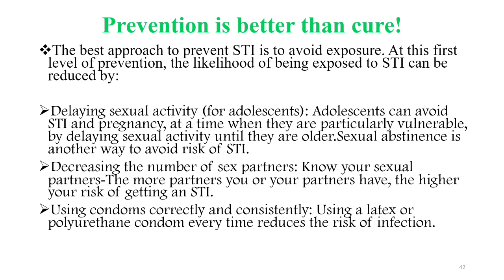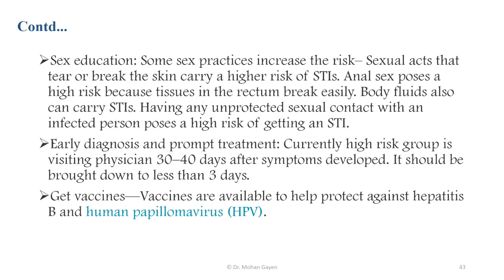Decreasing the number of sex partners. Know your sexual partners. The more partners you or your partners have, the higher your risk of getting an STI. Using condoms correctly and consistently. It is the most important point to note. Using a latex or polyurethane condom every time reduces the risk of infection. Sex education. Some sex practices increase the risk.